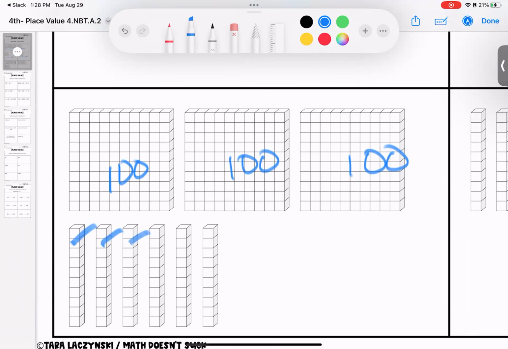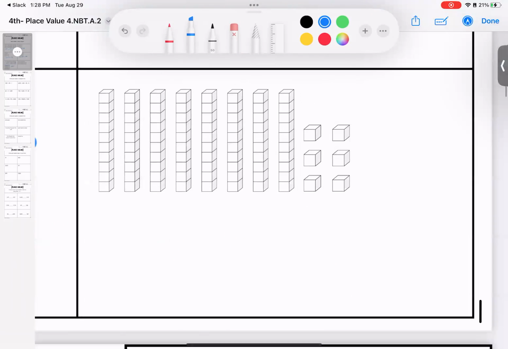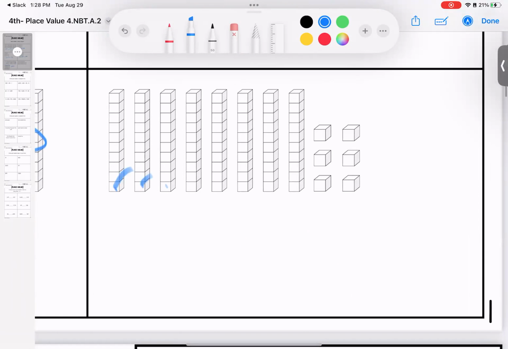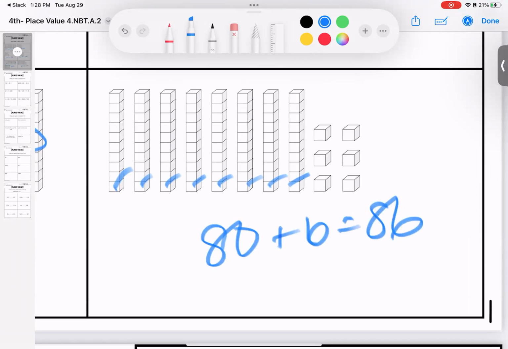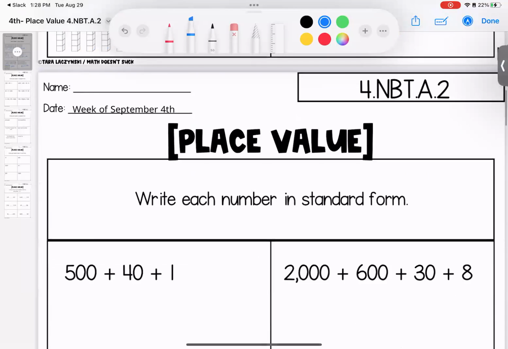Coming down here, I have 100, 100, 100. Tens, I have 10, 20, 30, 40, 50, 60. I have 360. Check your blocks, label them if that helps you. Over here, 10, 20, 30, 40, 50, 60, 70, 80, and 6 ones for a total of 86. If you have questions, go ahead and bring them with you to class.